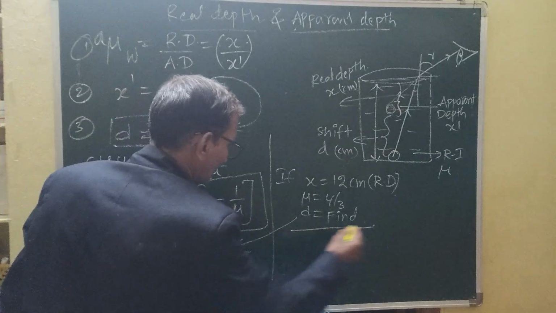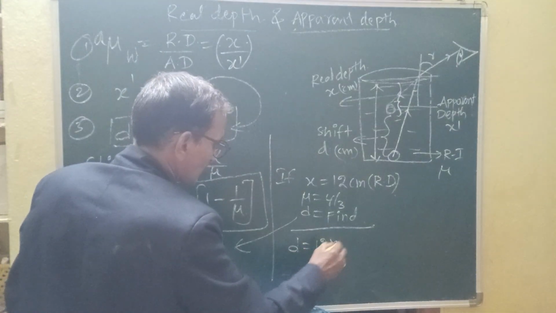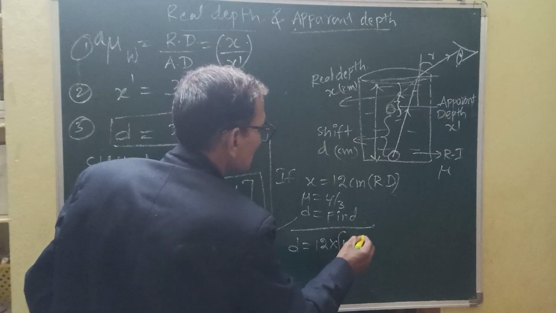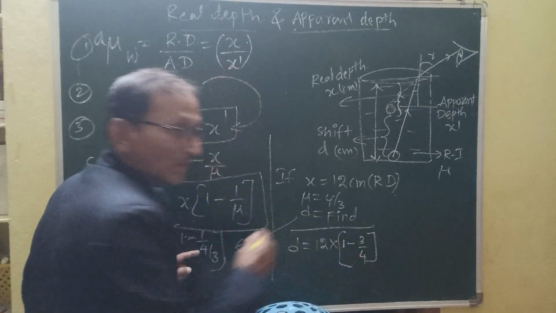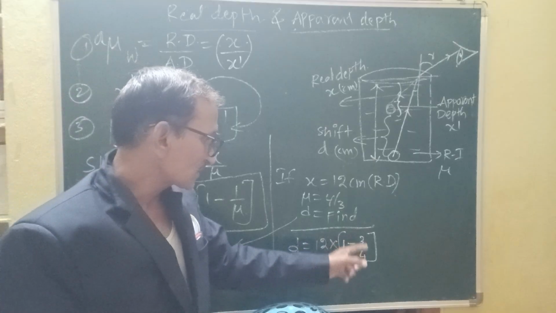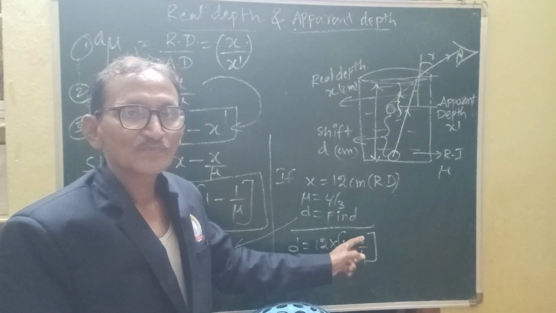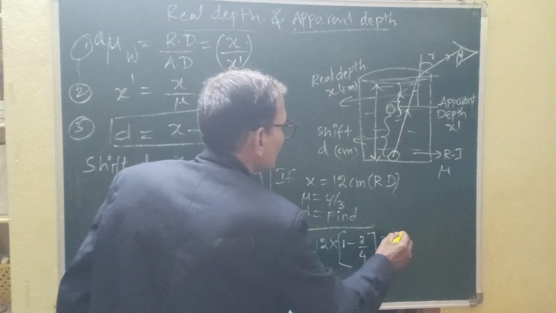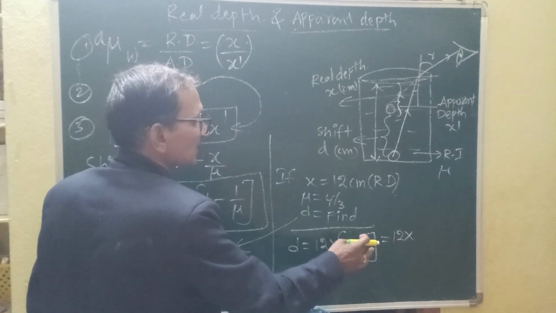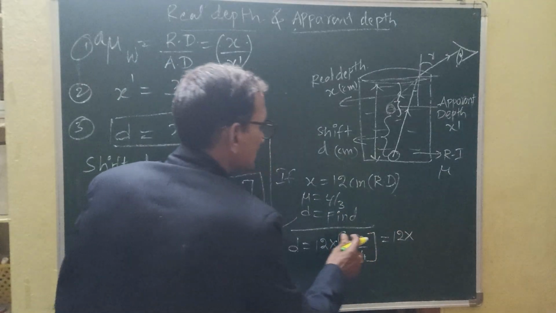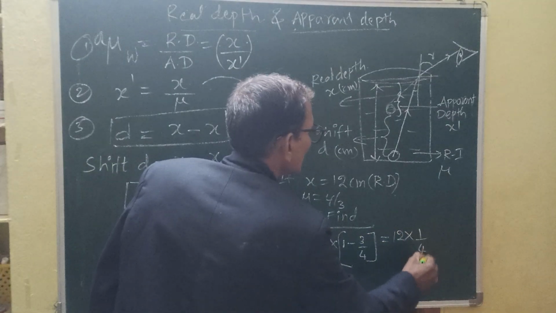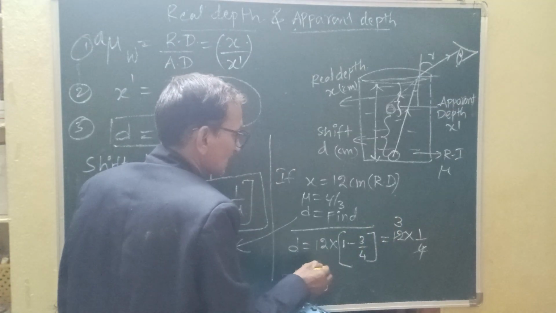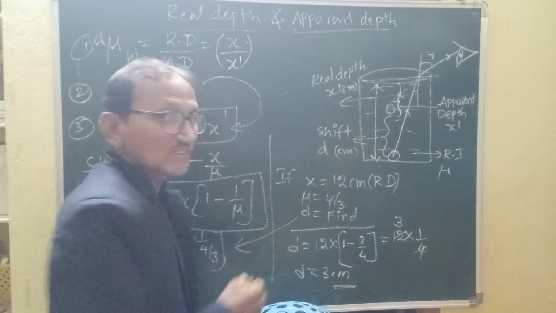So D is equal to 12 into 1 minus 3/4. 1 minus 3/4 is how much? 4 minus 3 is 1, so it will become 1/4. So 12 into 1/4, then 4 cancels 12, 3 times. So we got the shift in the position of the coin as 3 centimeters. 3 centimeters is the shift in the position of the coin.